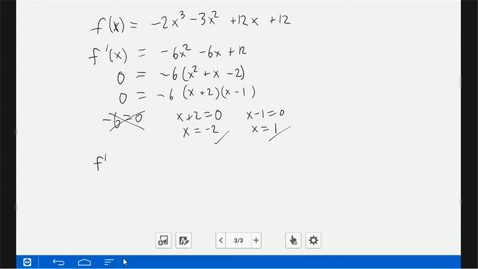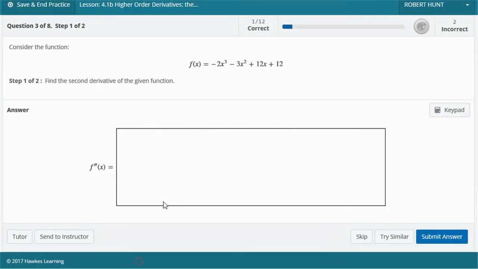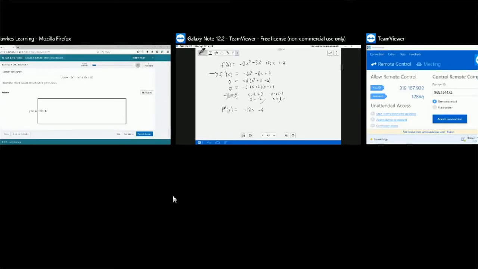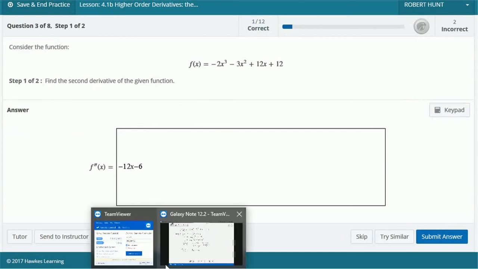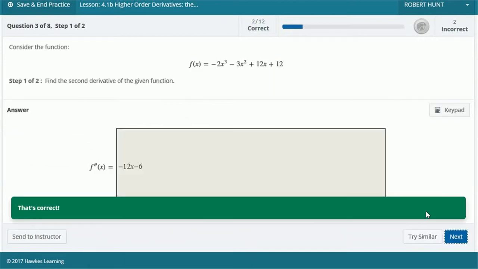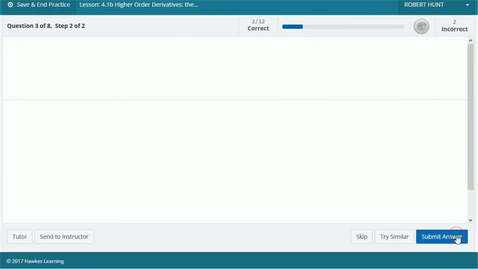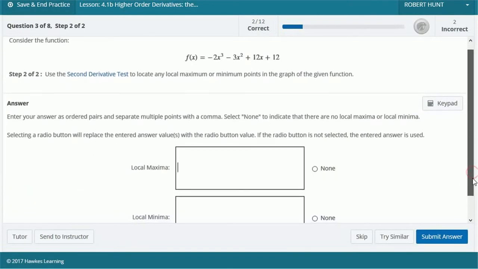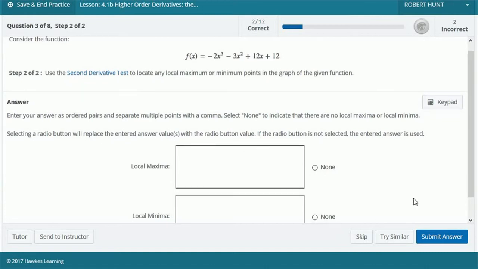Go ahead and get the second derivative here. So again, I'm looking at the first derivative and taking the derivative of that. So the derivative of negative 6x squared will be negative 12x, and the derivative of negative 6x will be negative 6. The derivative of 12 is 0. Okay, so that's all they're asking on step 1 here is the second derivative. Negative 12x minus 6. And then part B, local max and min. Okay, so let's go back over here.